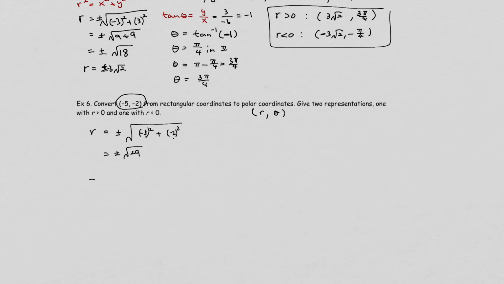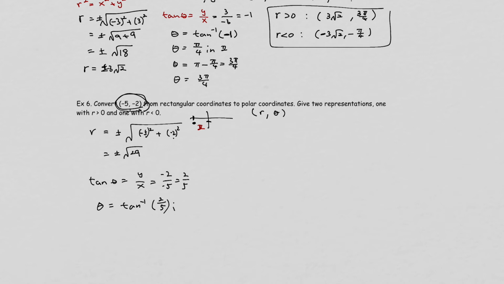And then what was it again? Tangent theta should be y over x, which will be negative 2 over negative 5, so 2 over 5. So we find the angle of tangent inverse of 2 over 5. Which quadrant is this? This is going to be the third quadrant, right? It will be negative 5, negative 2. So it will be in that third quadrant.